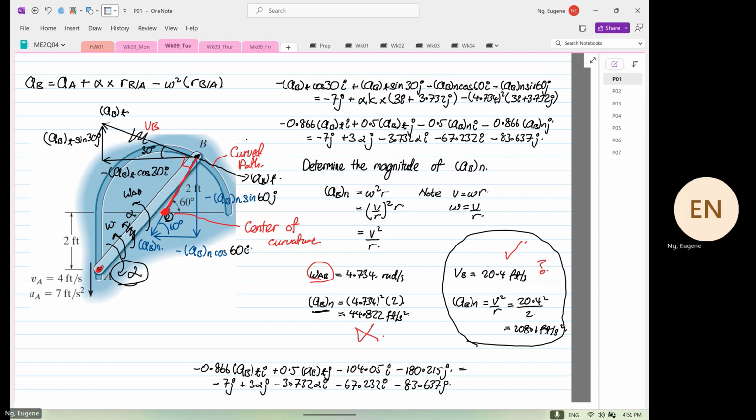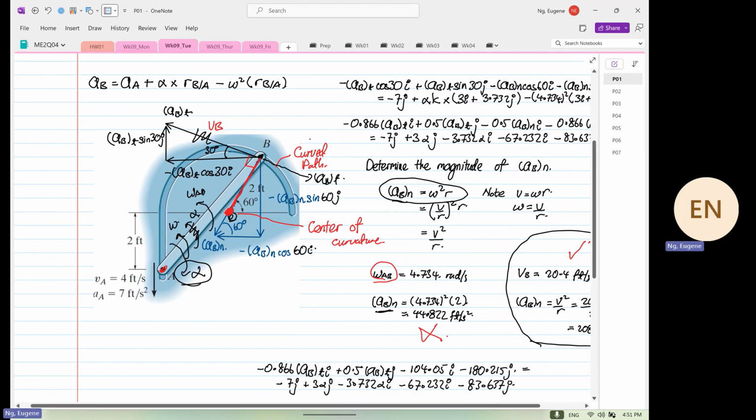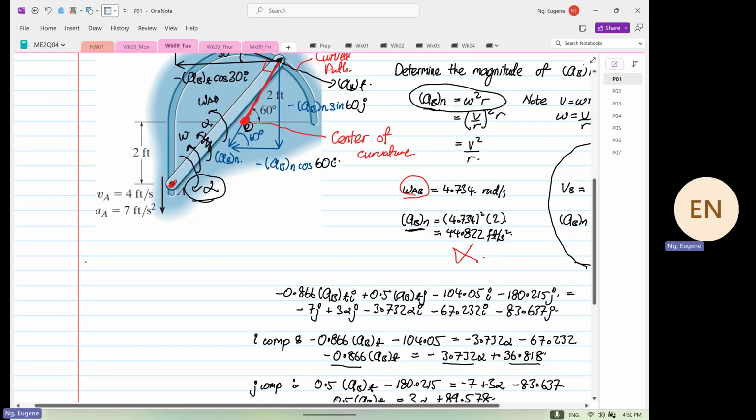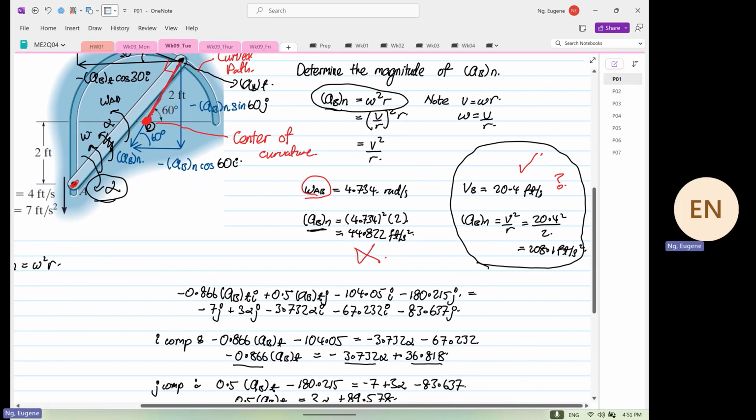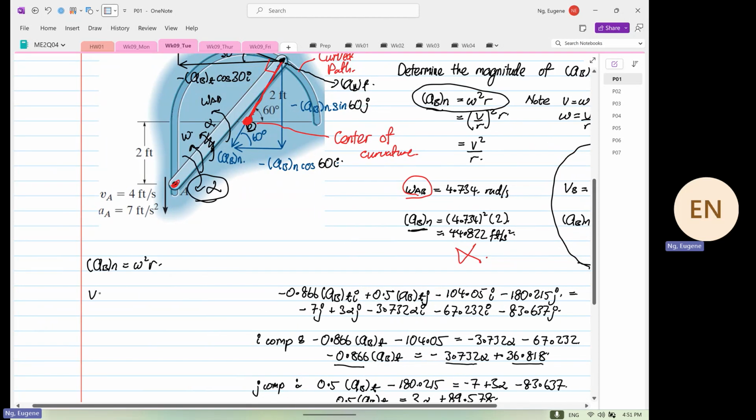So some of you might ask me, Eugene, is it possible to use this formula? Yes, it is possible, but you have to find a different omega. So I will do a bit more. What if you want to find ABN is equal to omega squared R? You can use this, but you have to do this first. If you're going to use that, we know that the velocity is equal to what? 204.1. So V is equal to omega R.